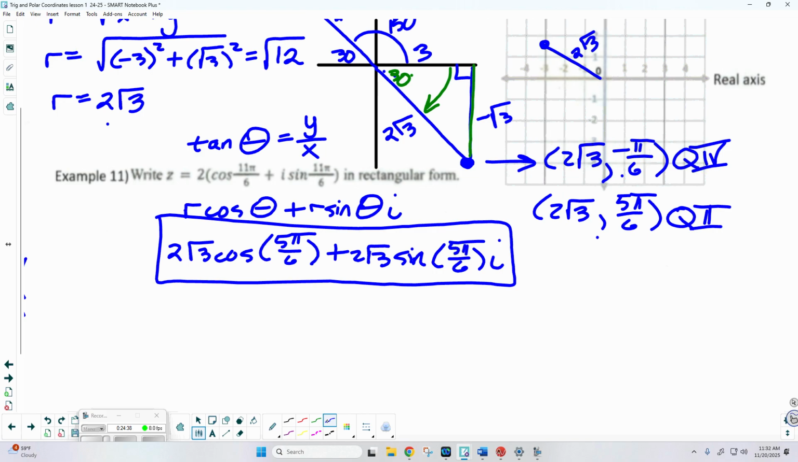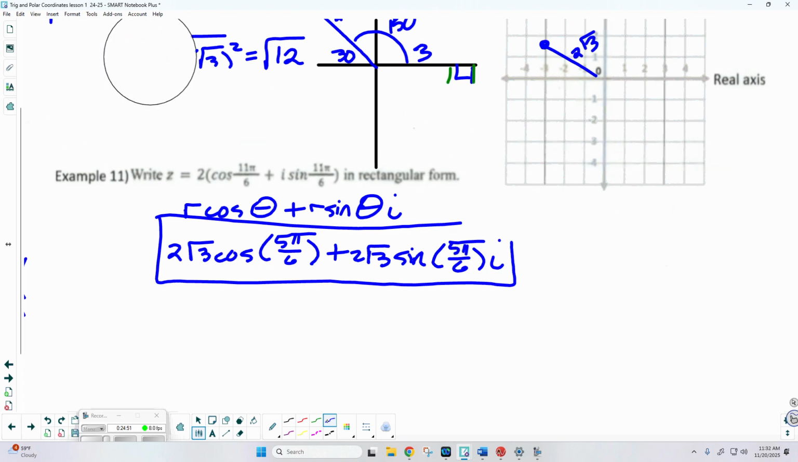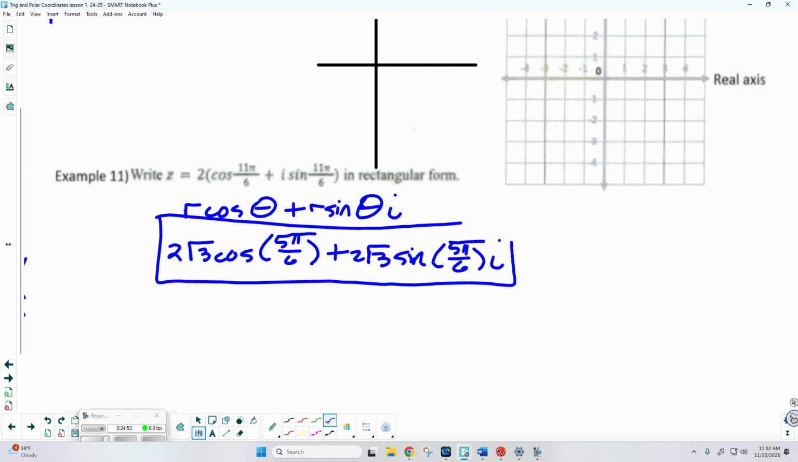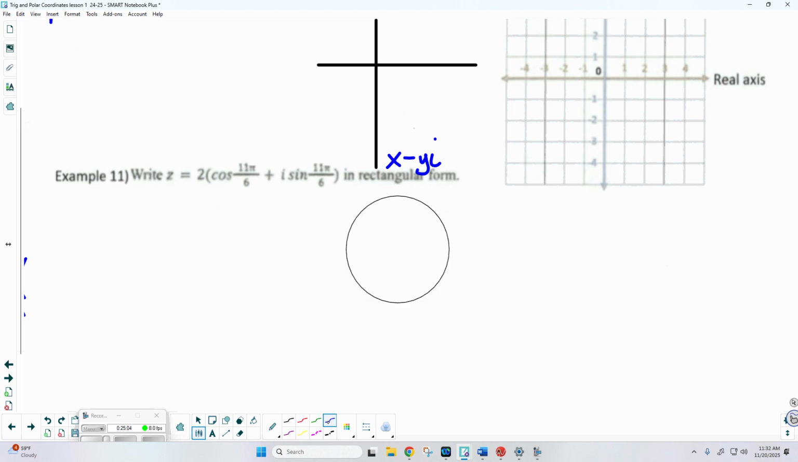Well, for number 11, let's say we want to reverse that. So they're going to give me this polar form of a complex number, and I want to rewrite it in rectangular form. Okay, so let me go ahead and get rid of all this right here. Remember, rectangular form for the complex number, we want to rewrite it as x plus yi. So this one here, there's a lot less work. All I need to do is just go ahead and evaluate. We need to know what cosine and sine of 11 pi over 6 is going to be. We already know that the radius is 2.